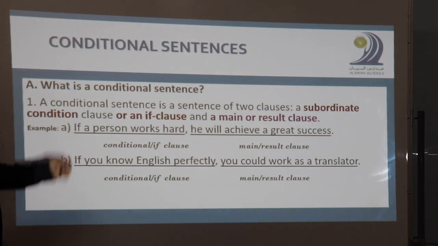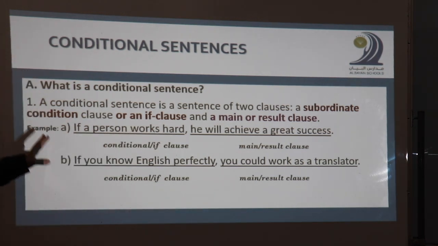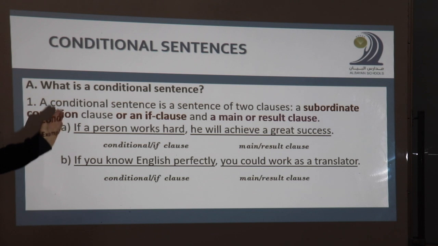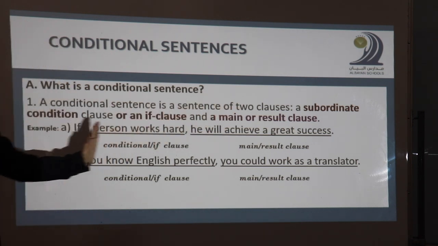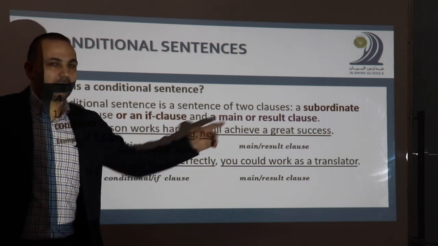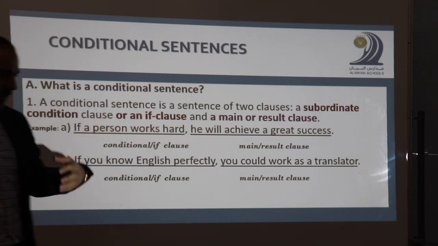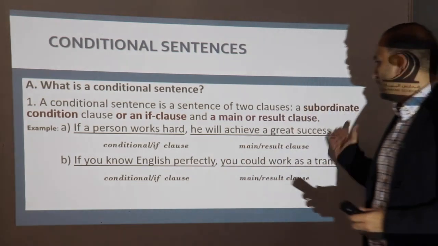Let's see that. For example, if a person works hard, he will achieve great success. What do we mean by that? We have this conditional part, as we said, the subordinate that can't stand alone: if a person works hard. What about the result that he might achieve? He will achieve great success.